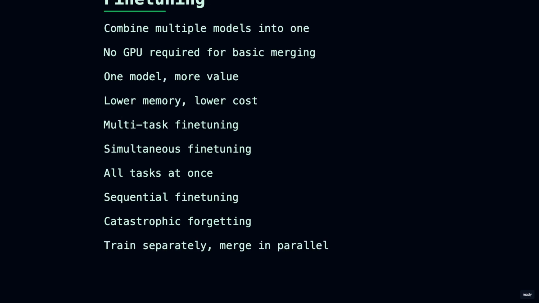Model merging gives you a third path. Fine-tune each task separately, in parallel, and combine the results afterward. That usually helps each task learn better, while also avoiding the main forgetting problem from sequential training.